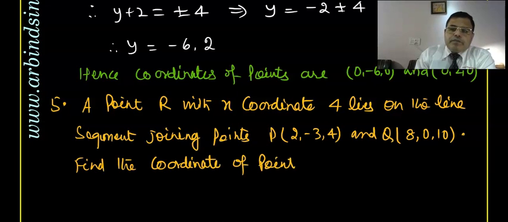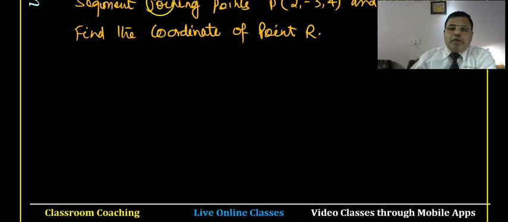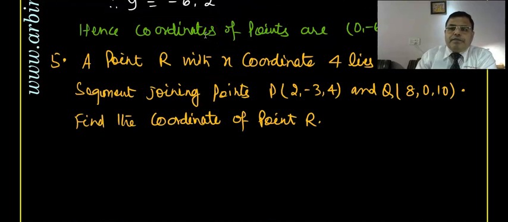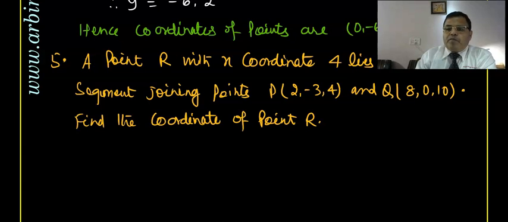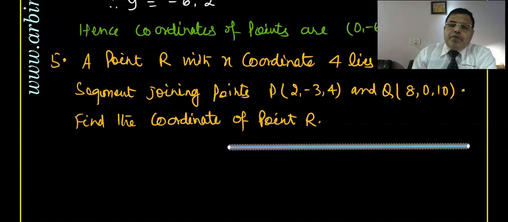Find the coordinate of point R. Right, so here is the solution. How to deal with this question? PQR is a line, where P, Q, and R are points on it.